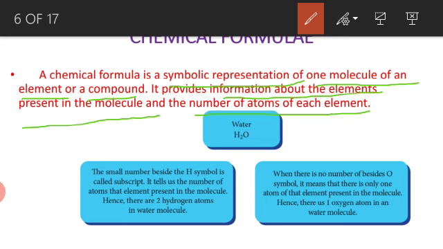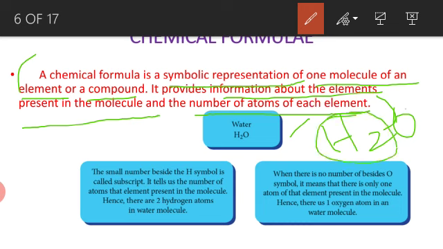What is meant by chemical formula? This is the definition. A chemical formula is a symbolic representation. For example, water. This is H2O. H2O is the water molecule's chemical formula. Here, how many hydrogen present, students? 2 hydrogen. Here, 1 oxygen. The subscript and superscript: if you write the number up, this is superscript. Suppose if you write it down, this is subscript.